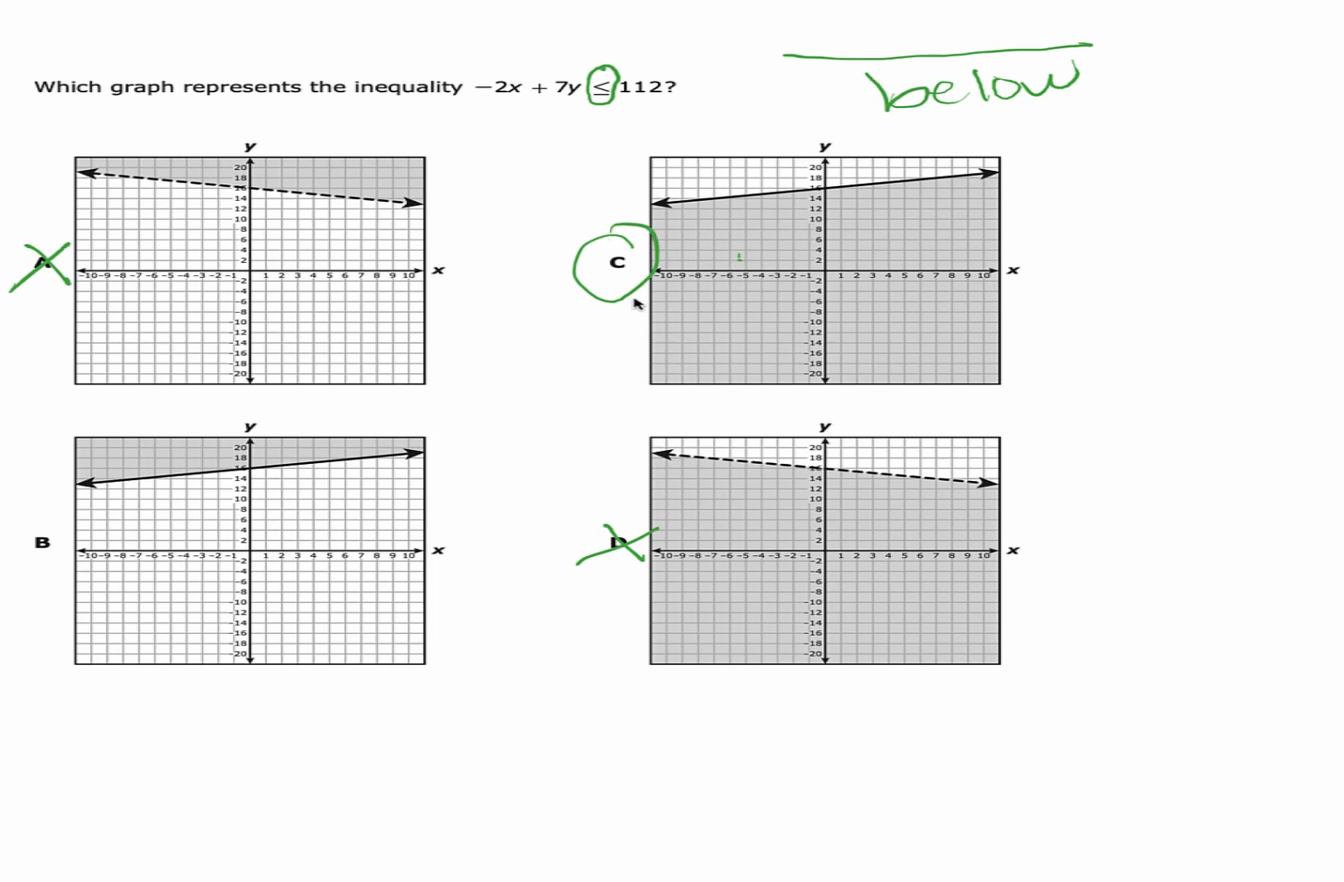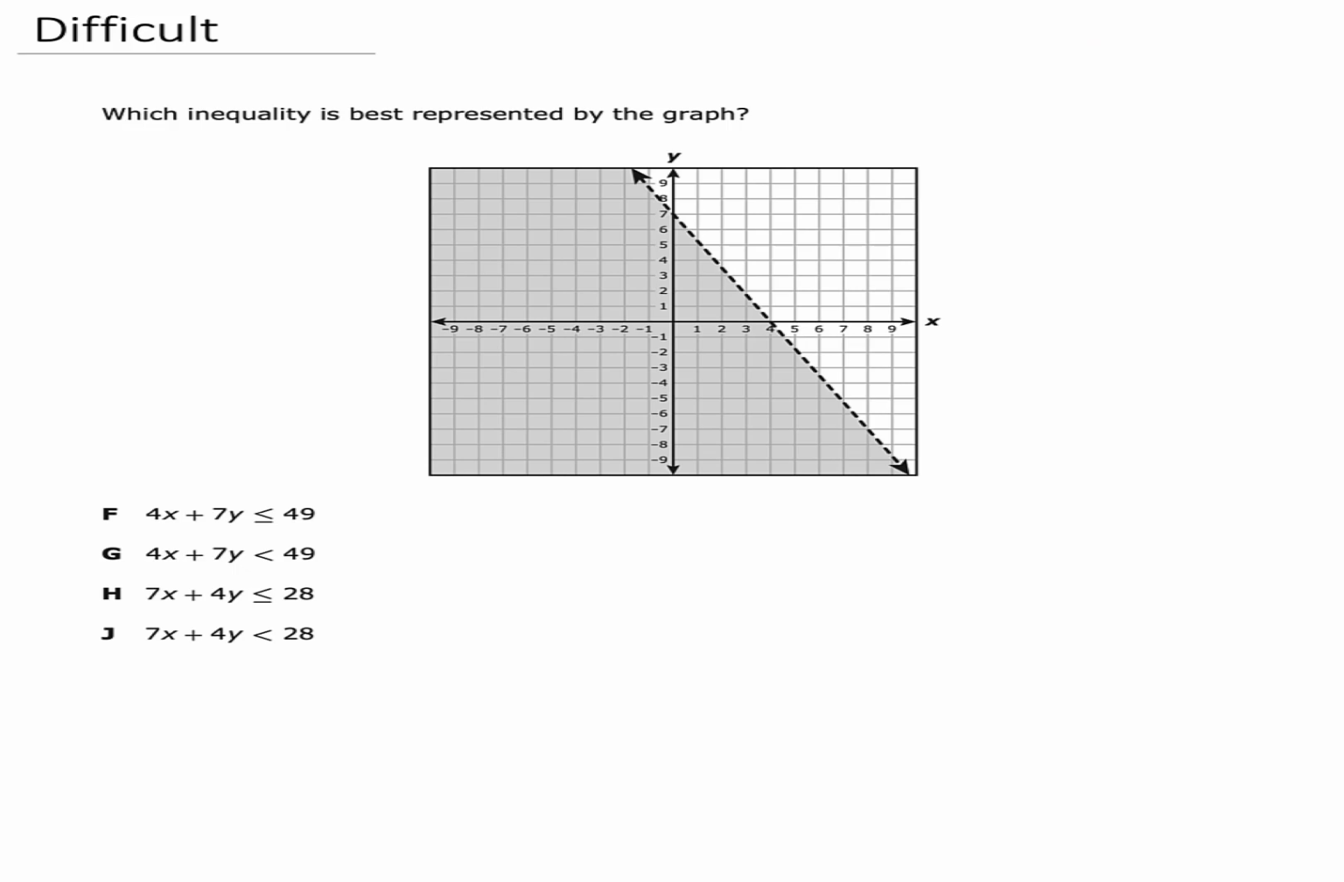90 seconds. All right, we threw in a difficult one because I don't know if you'll see something this crazy on the TASC test. It's a little bit different. They give you the graph. They say which inequality is best represented by the graph. So they give you the graph and then you have to choose the inequality. So it's like we're working backwards.